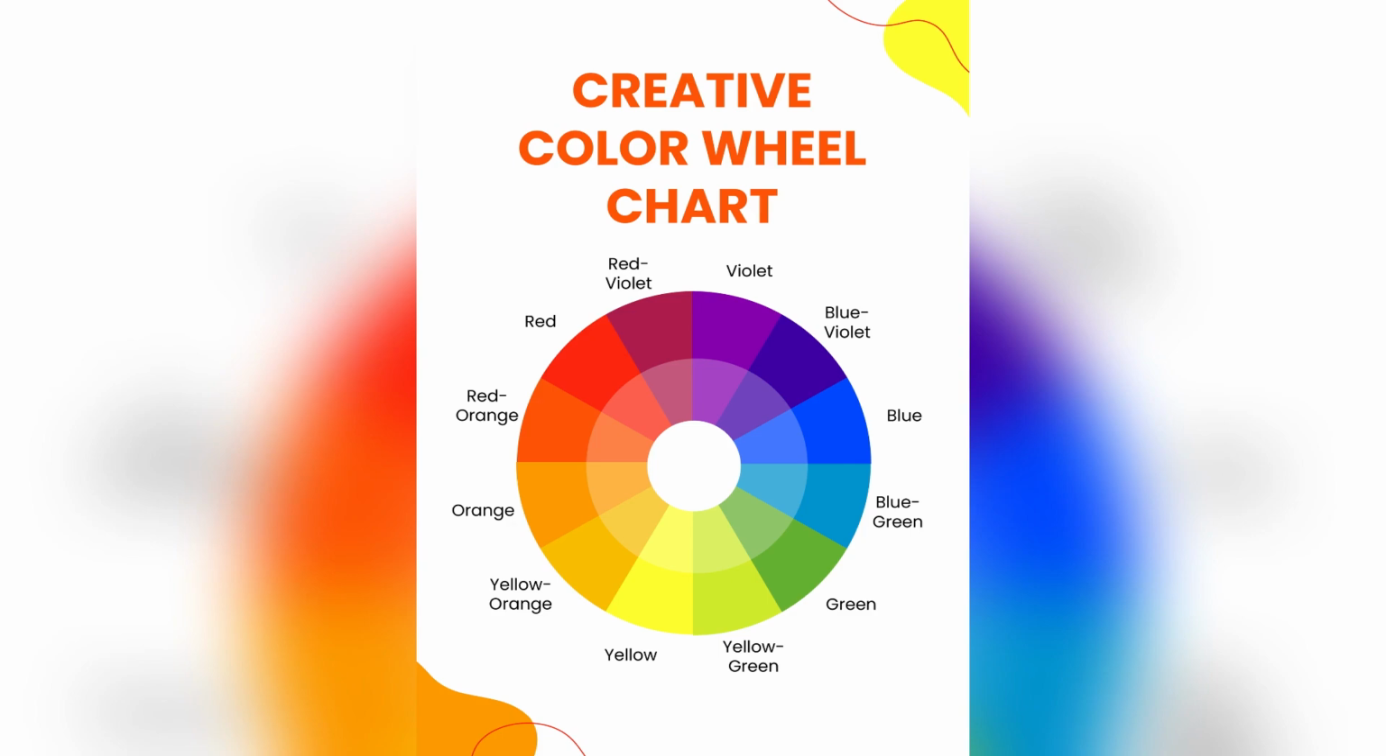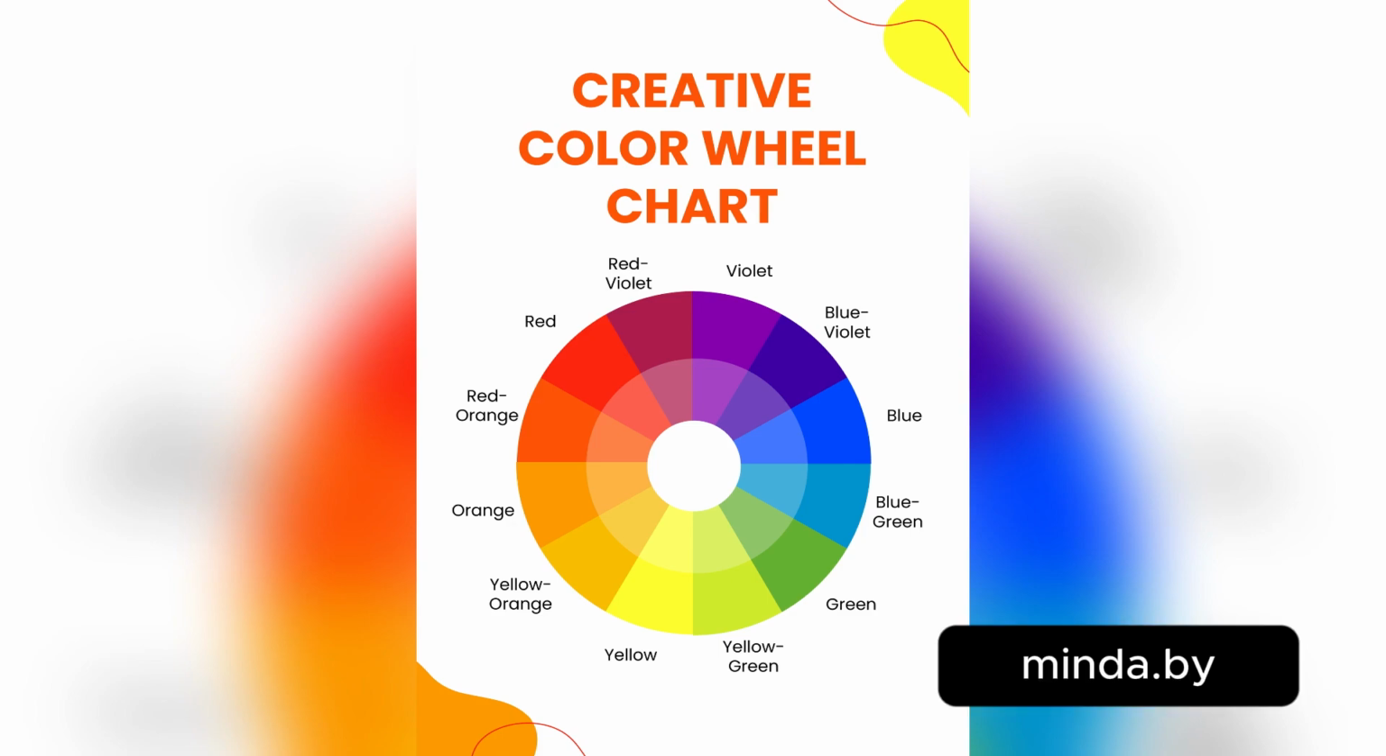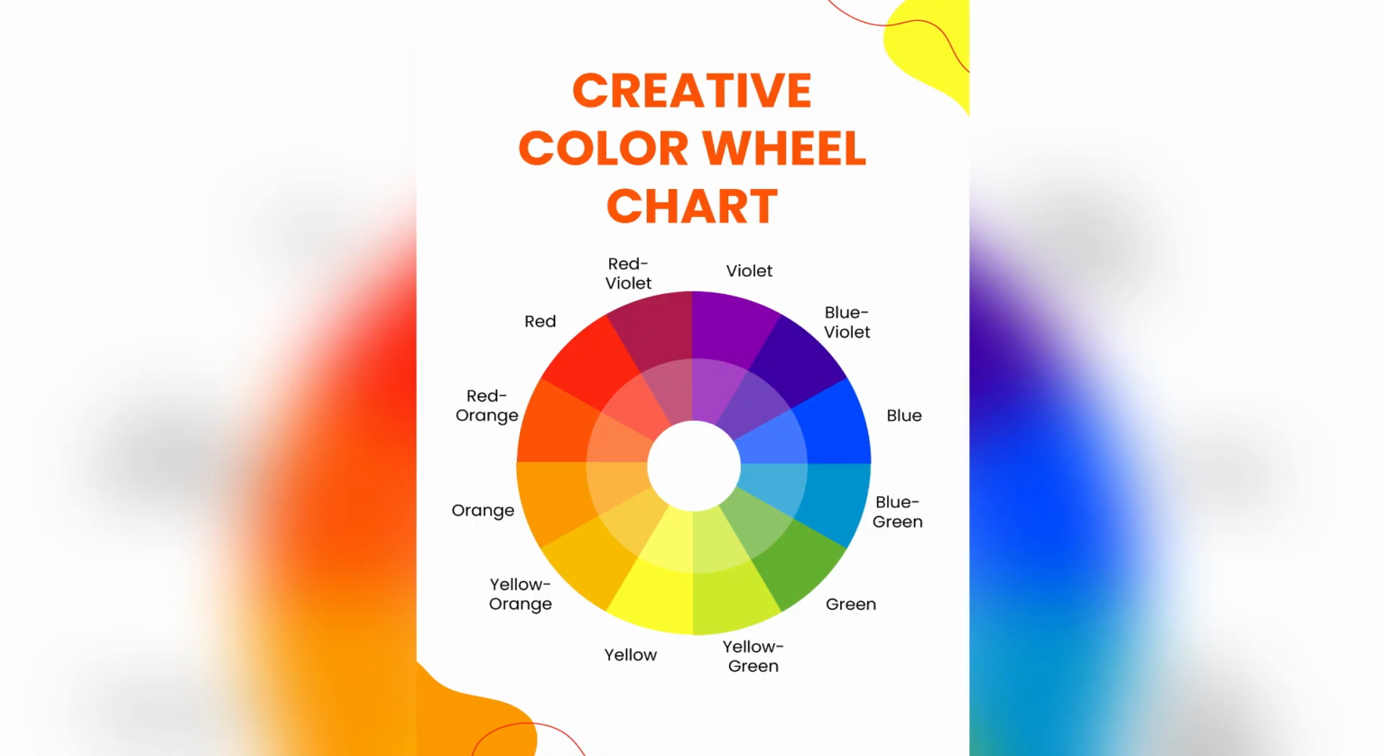By the way, I got this image from minda.by. That's the website that I got it from. So this is what is known as a color wheel, and a color wheel is basically a wheel that shows primary, secondary, and tertiary colors, right? If you look at this color wheel, you're going to see the colors are grouped, they are succeeding each other. If you start from blue, violet, blue green, yellow, orange, you can see that they are just transitioning smoothly. From blue you get green, from green you get yellow, from yellow you get orange, from orange you get red, and that's how it goes on and on.